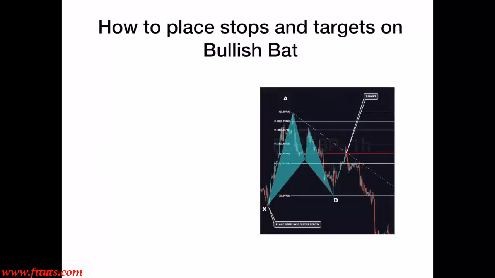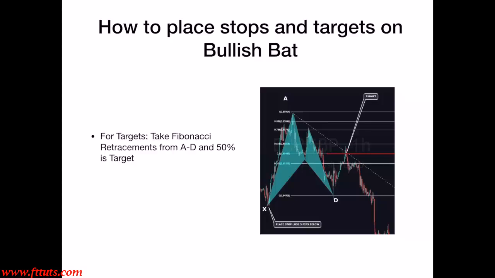Okay, here's a quick example of how to place stops and targets on the bullish Bat pattern. For the target, take the Fibonacci retracement from A up until D, and 50% is the target. So to get your target on a bullish Bat pattern, you start from A up until D, which is your entry, and the 50%, which is in the middle, is where your target is going to be.